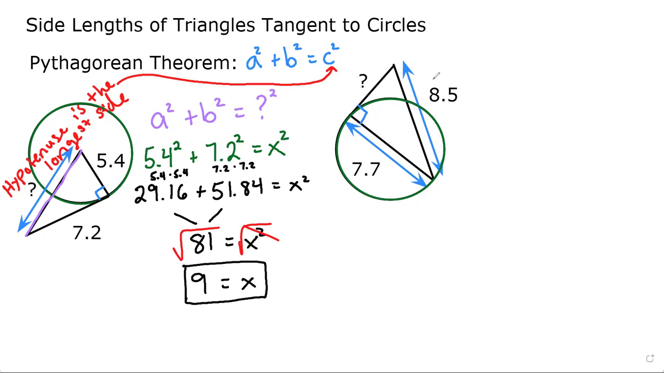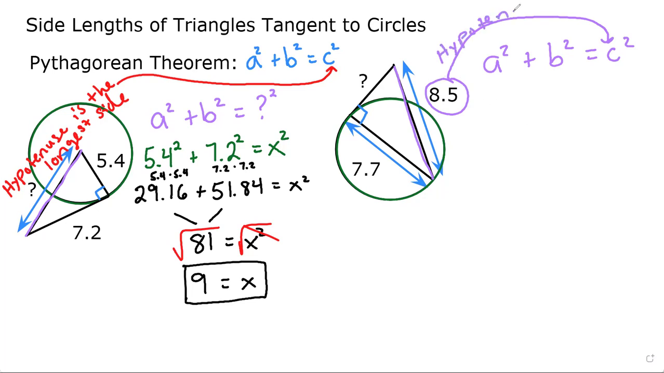Okay, so now let's try this one. So this one, we're going to do the same thing. We're going to do our a squared plus b squared equals c squared. Except this time, we know c squared. C squared is the longest side, which is what the box is pointing to. So this 8.5 is the first thing you do, and you put that in for C, because that is the hypotenuse.